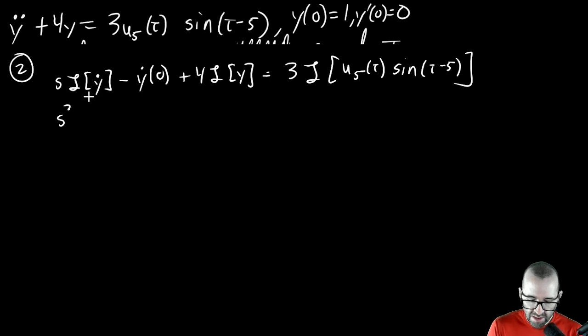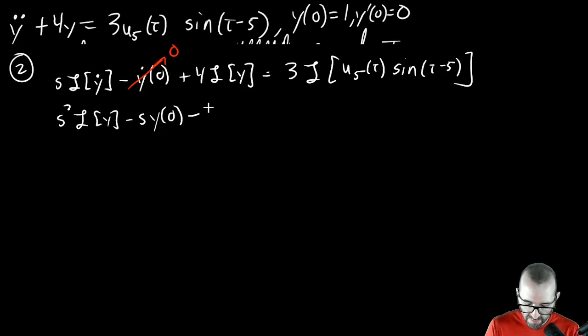This becomes s squared L of y minus s y of 0. The original derivative, right, our initial velocity was 0, so that part goes away, which is nice. Just left the 4 L of y.